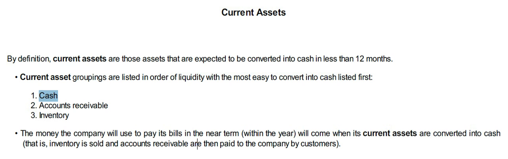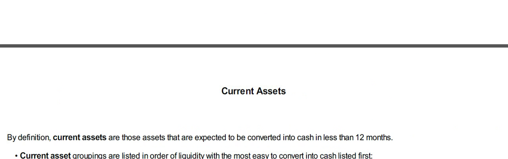Accounts receivable, which can be easily converted to cash, is listed in the second position. Inventory, which can also be converted to cash, is listed in the third position. Now, if I go to the balance sheet, we can see here cash is listed first, accounts receivable is listed second, and inventory is listed in the third position.